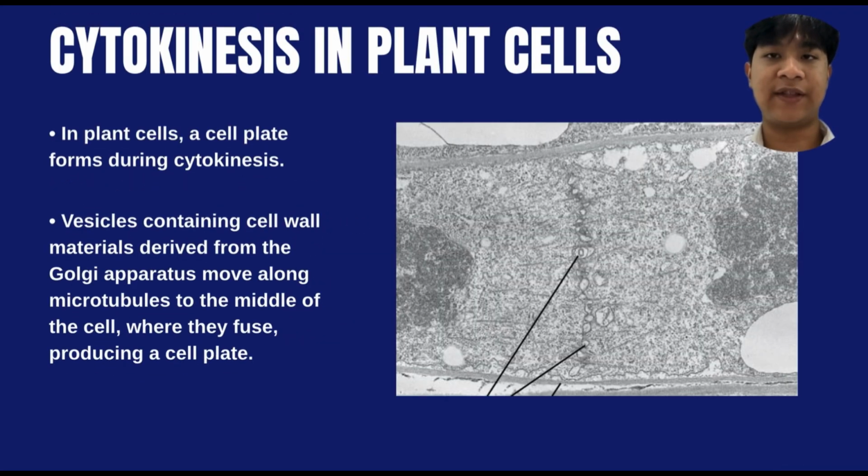Cytokinesis in plant cells. In plant cells, a cell plate forms during cytokinesis. Vesicles containing cell wall materials derived from the Golgi apparatus move along microtubules to the middle of the cell, where they fuse, producing a cell plate.